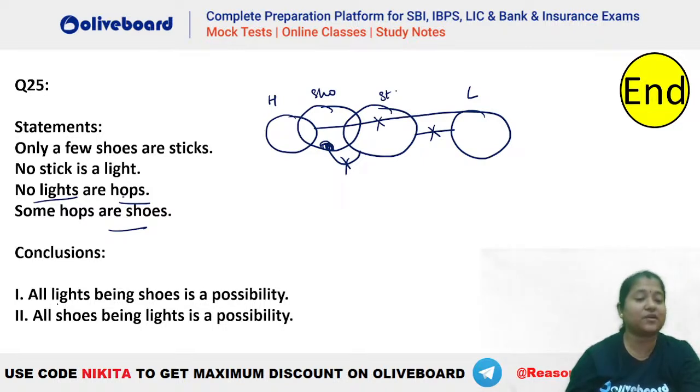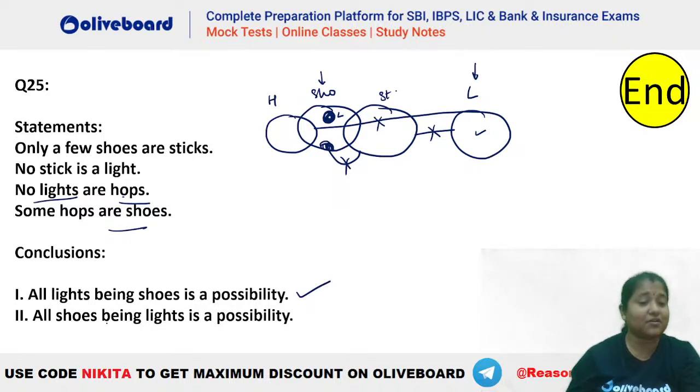What is the first one? All lights being shoes is a possibility. Can all lights go inside your shoe? You can see light is independent of shoe, right? No issues here. You can make your light here as well. There is a possibility that light can be taken completely inside shoe because it should not just interact with your sticks and it should not interact with your hop. So this is absolutely possible.